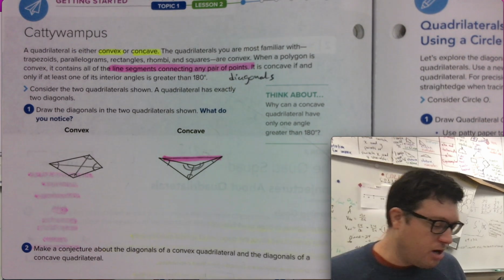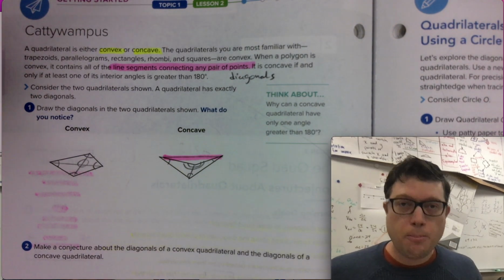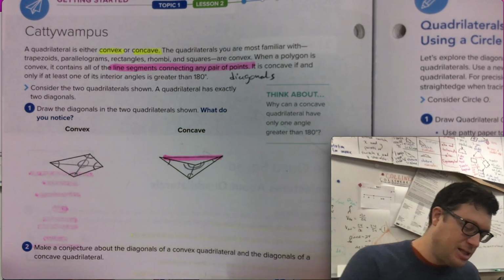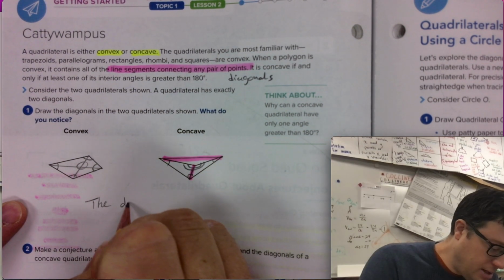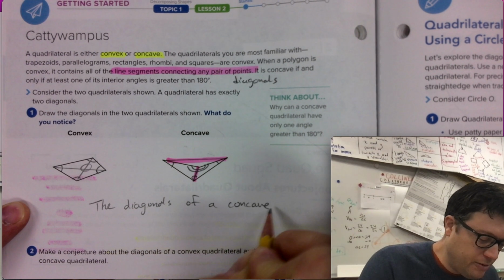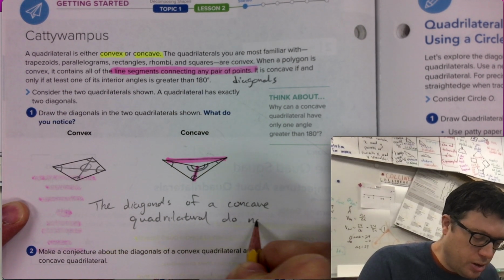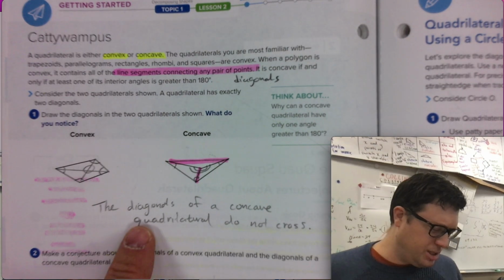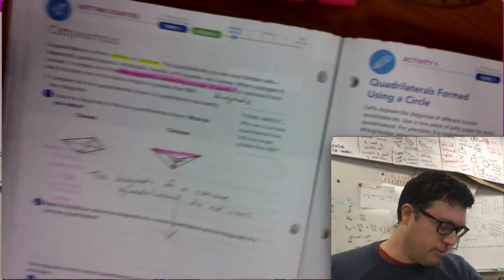The diagonals of a convex quadrilateral intersect. We can actually see that the two diagonals of this convex quadrilateral meet, they actually cross. But these two, they don't cross. The diagonals of a concave quadrilateral do not cross. Okay, make a conjecture. I actually just did. I should have written this down there, number 2. Time saver. Let's go to number 3.